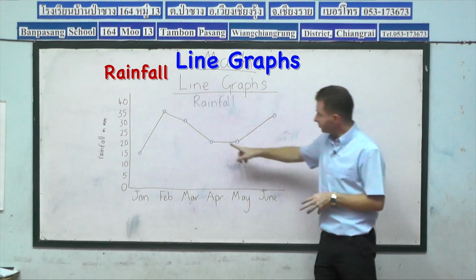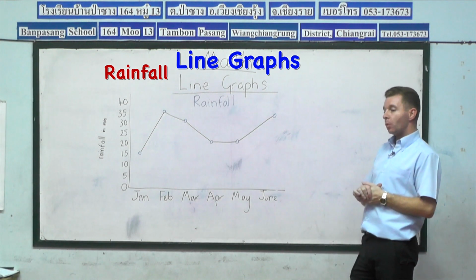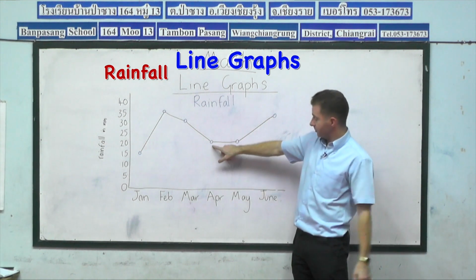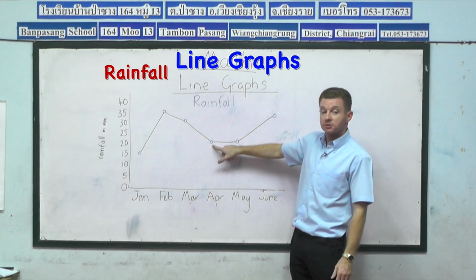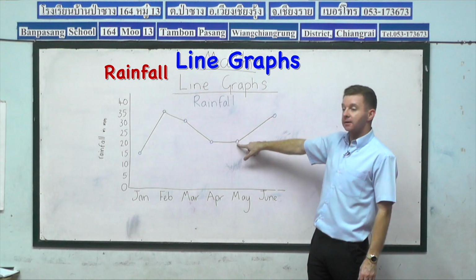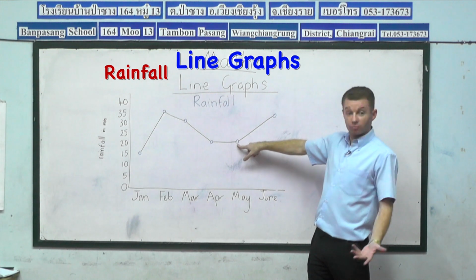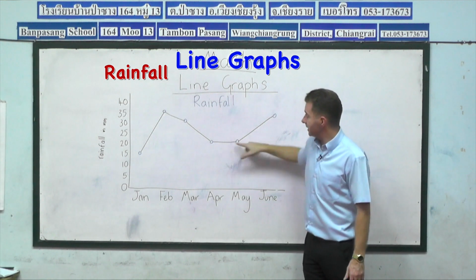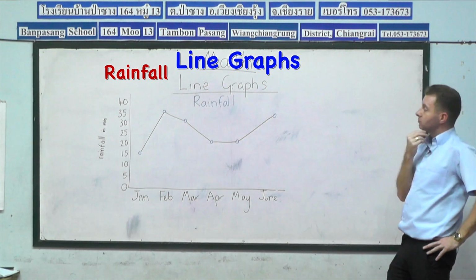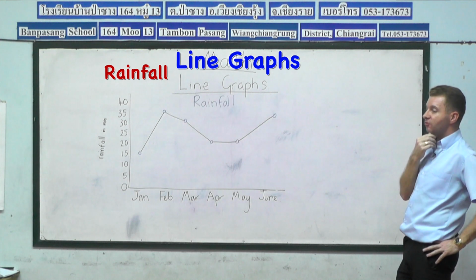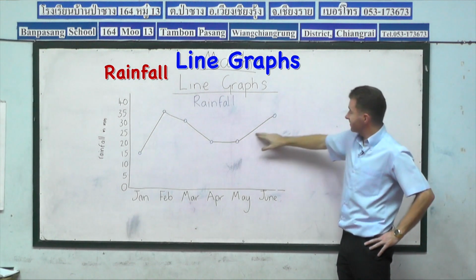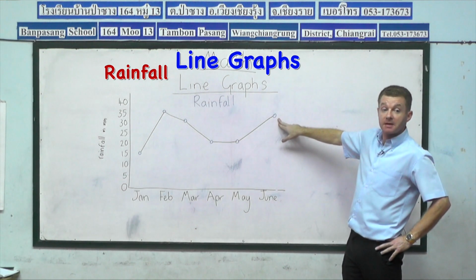Now, what about May? So what do you notice between April and May? What does the line do? Straight. When the data is the same, you see in April, the rainfall was how much? 20 millimeters. How much rainfall in May? 20 millimeters. So the same data means a straight line. But then, how about June? What does it do in June? Does it go up or down? It goes up.